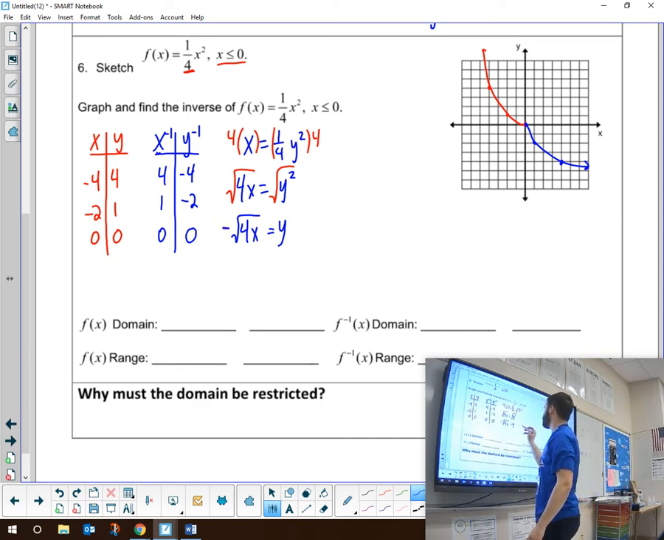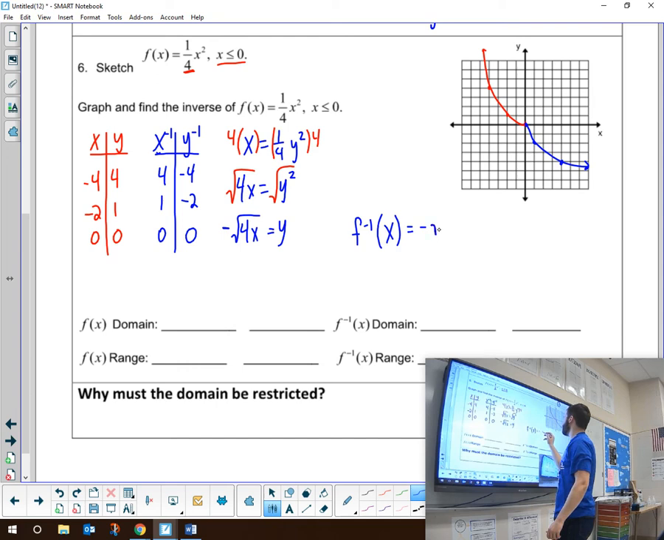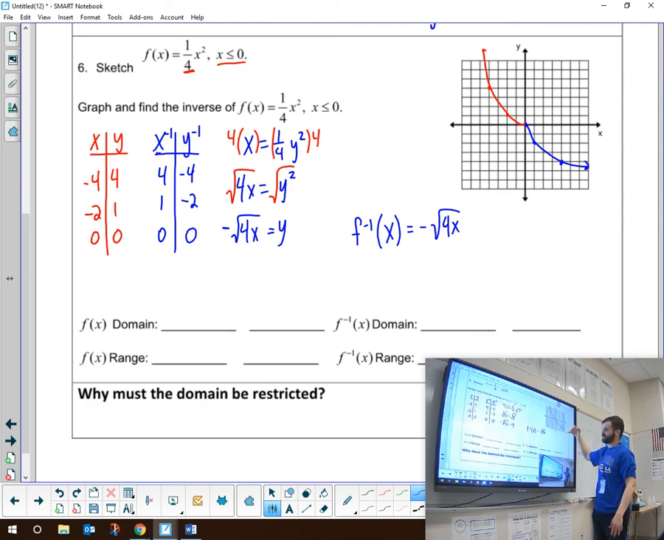It should be a negative. So whenever I rewrite this, we're going to go f to the negative 1 of x equals negative square roots of 4x. Okay, and since we have a negative on the outside, it's going to be that vertical reflection. Okay, now let's talk about the domains and the range.